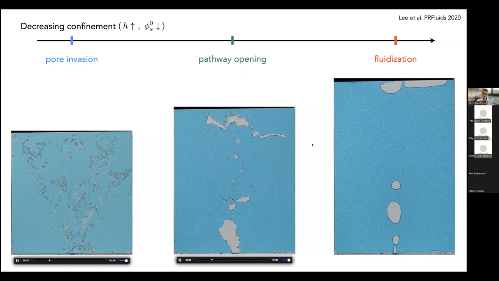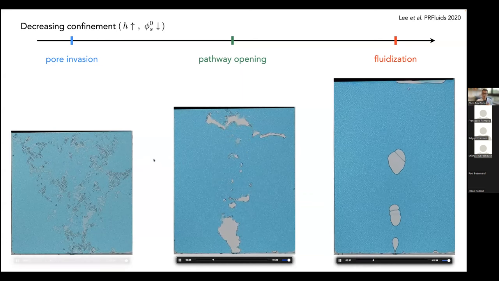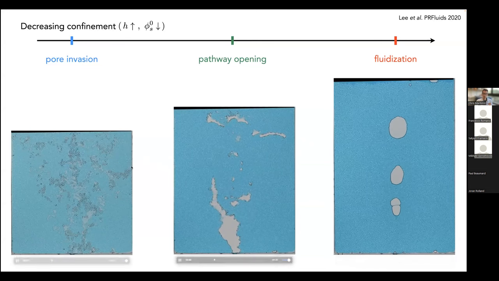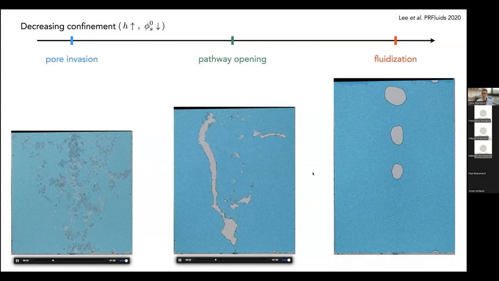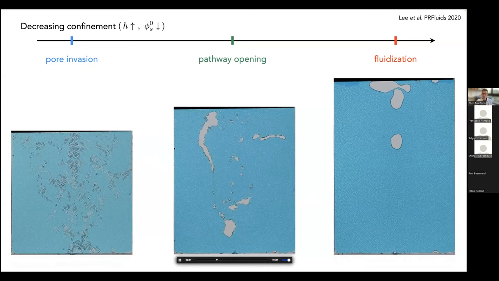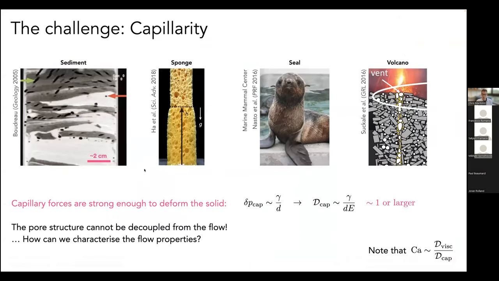But in this system, we can't do that. So we actually can't weaken the deformation of the porous material by changing the flow rate, because the flow rate is not the thing that's deforming the porous material. So the problem is capillarity. There are lots of systems where capillarity is really important. One is, of course, these bubbles.